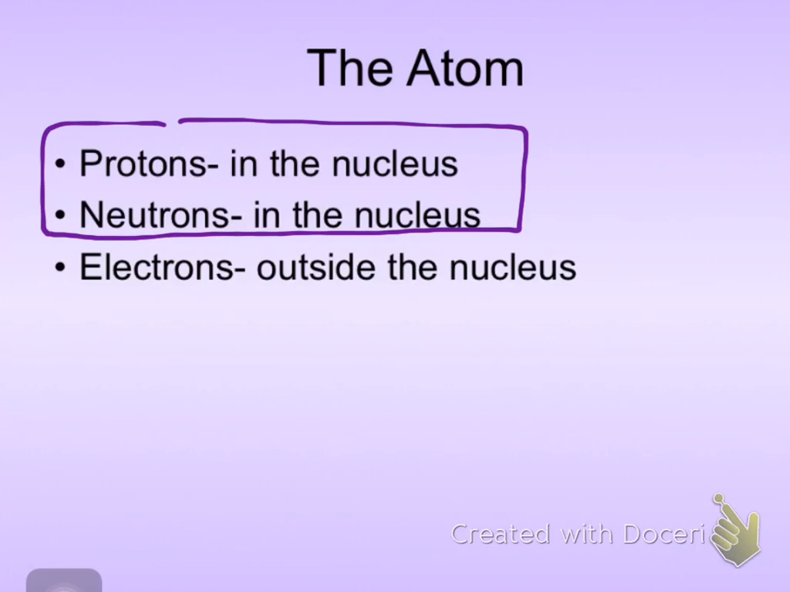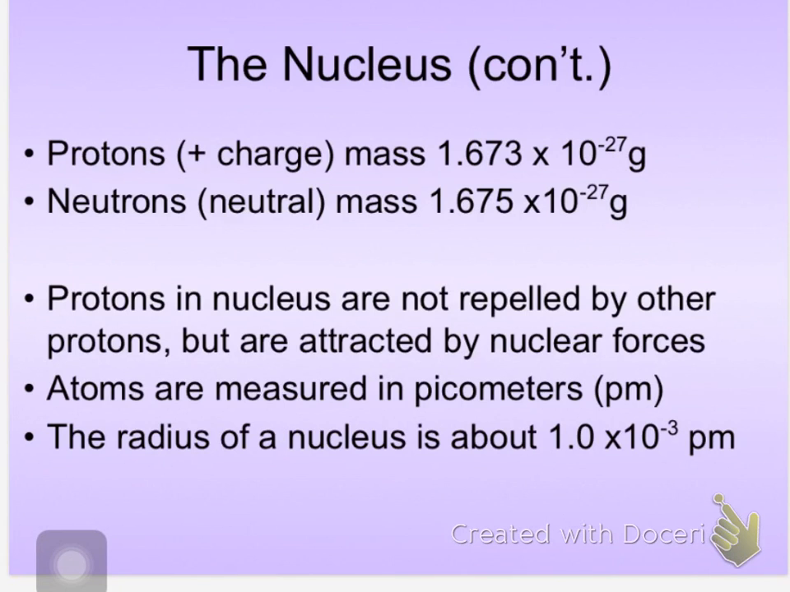Well, let's talk about these two first. Let's talk about the protons and the neutrons. That is, the things that are inside the nucleus. So, we've got protons and neutrons, and the protons have a positive charge. They have a mass of 1.673 times 10 to the negative 27th grams. Holy cow, is that tiny. And neutrons that have no charge have a mass of 1.675 times 10 to the negative 27th grams. That's also really, really tiny.